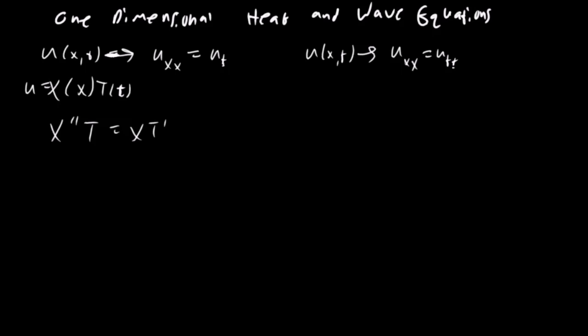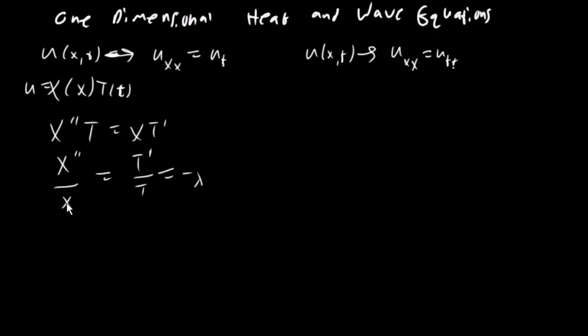And so if we divide by X and we divide by T, we'll find X double prime over X is equal to T prime over T. So what does this tell you? This tells us that as time increases, or as the derivative of time increases here, if our x position remains constant, then all this has to equal a constant, because this implies that they're independent of each other. So this is going to be set equal to a constant, negative lambda.